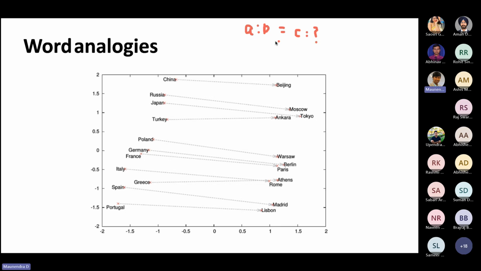So we specify three things as input, A, B, and C, and we want to predict this question mark. So A and B could be like man and woman, and C could be uncle. Or A and B could be like China and Beijing, and C could be Russia. So can you suggest any ideas regarding how this word analogy task can be solved? You can refer to this.